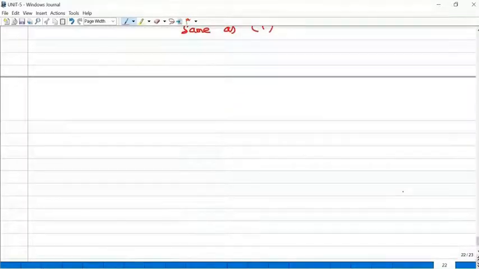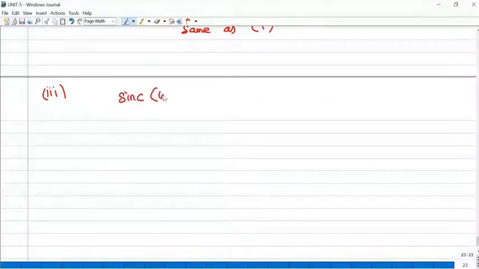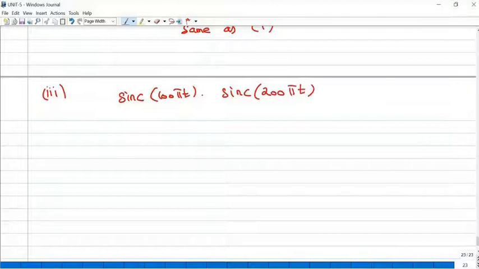Now the last one is very important, because if it is sin A sin B, we can expand easily. Sinc of 100 pi t multiplied with sinc of 200 pi t. Sin A sin B you can expand easily, but it is a sinc pulse. So how to solve this? This is for x of t.